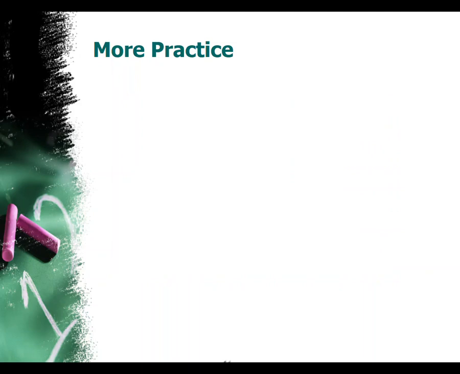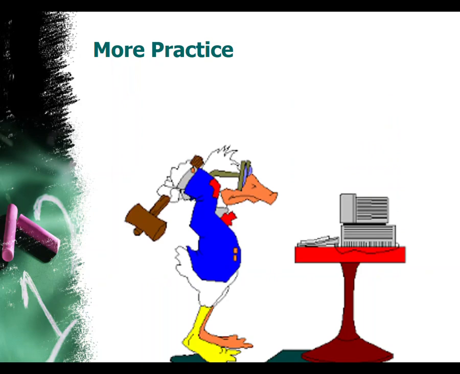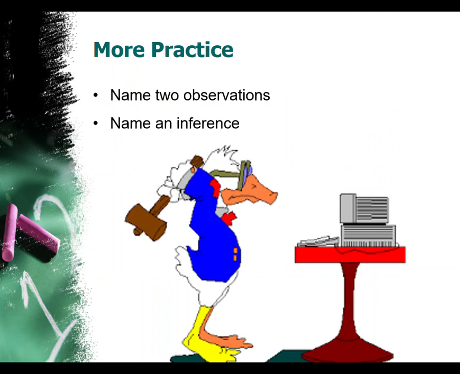Let's do another practice. So let's make 2 observations. Maybe you have an observation that the duck is wearing a blue jacket, or you might make an observation that there's a computer on top of a desk. Now, if you said that the duck was going to hit the computer with the hammer, that now is an inference, because you aren't seeing him hit the computer, you're inferring that he's about to.